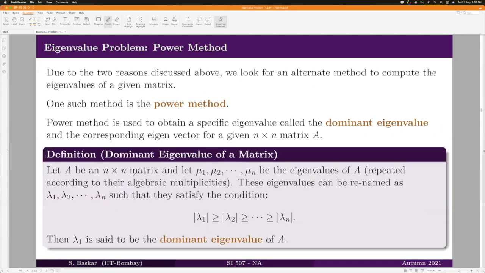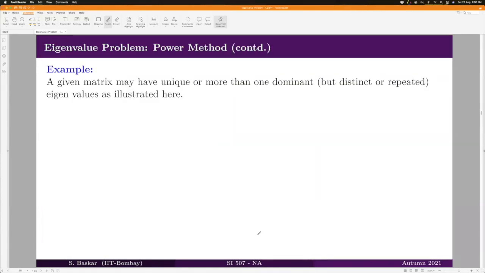Let A be an n cross n matrix, and let mu 1, mu 2 up to mu n be the eigenvalues of the matrix A. Some may be repeated as per the algebraic multiplicities. First, let us arrange these eigenvalues in an order like this and rename them as lambda 1, lambda 2 up to lambda n. After rearranging them, lambda 1 is called the dominant eigenvalue of the matrix A. Let us give two examples now.